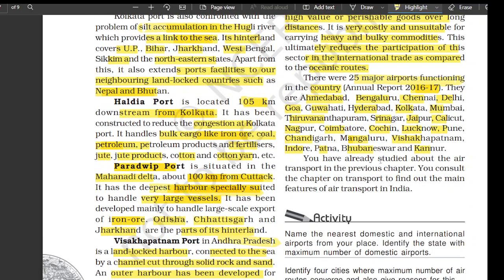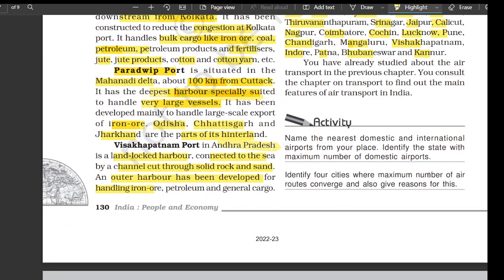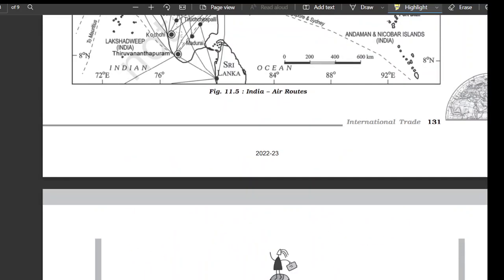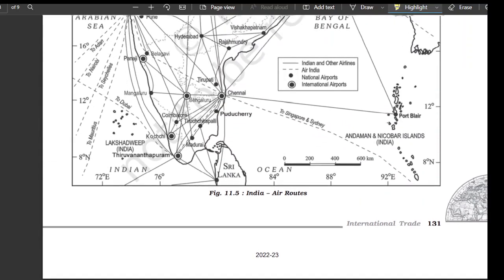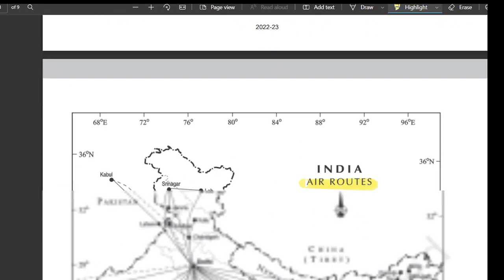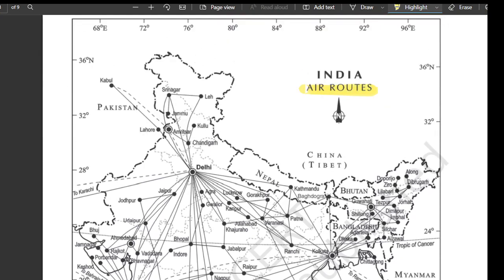You have already studied air transport in the previous chapter. You can consult the chapter on transport to find out the main features of air transport in India. Alright, with this we finish chapter number 11 as well. Now only one chapter remains, and this chapter also has some important maps to look at. This map is about the airlines, the air traffic and air routes present in India.